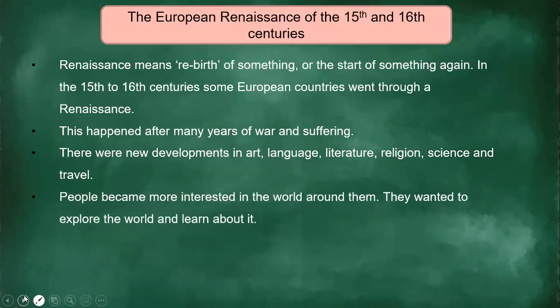People became more interested in the world around them. During the Renaissance, they wanted to explore the world and learn about it. The world means the whole world, not Europe per se, so the whole world also includes South Africa. As I've said, this topic will be based on how the Europeans explored South Africa. So the Europeans also wanted to explore the world, which includes our country, okay?